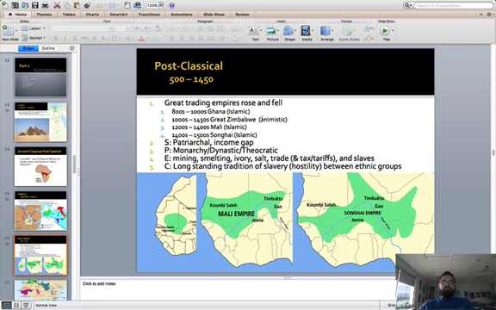And most of these were Muslim, except Great Zimbabwe is animistic. You need to know that term. So that means like worshiping animal spirits, nature spirits, stuff like that. Kind of like Native Americans is another way to think of it.